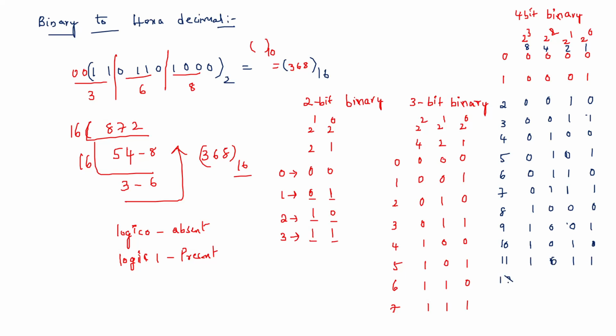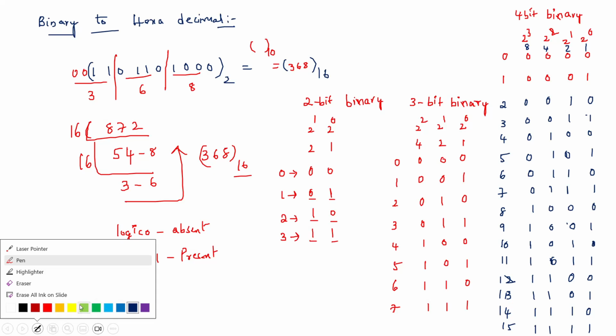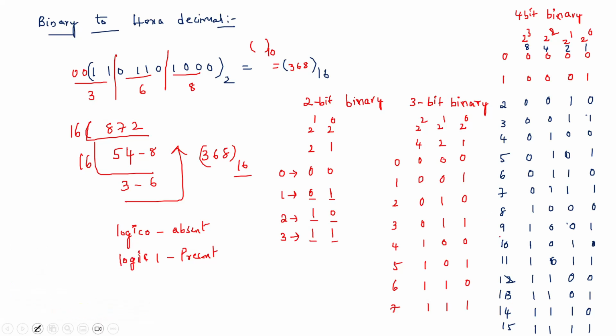12 means 8 plus 4, 12. Then 2 and 1 should be 0. 13 means 8 plus 4 plus 1. 14 means 8 plus 4 plus 2. 15 means all ones: 8 plus 4 plus 2 plus 1. This is the 4-bit binary number system. In this way, you can write any number.